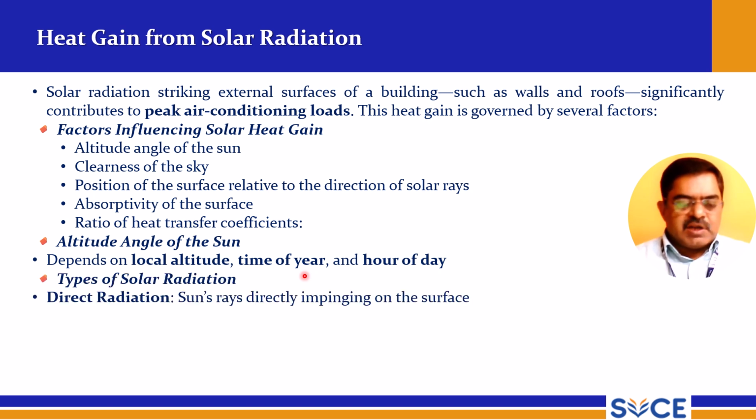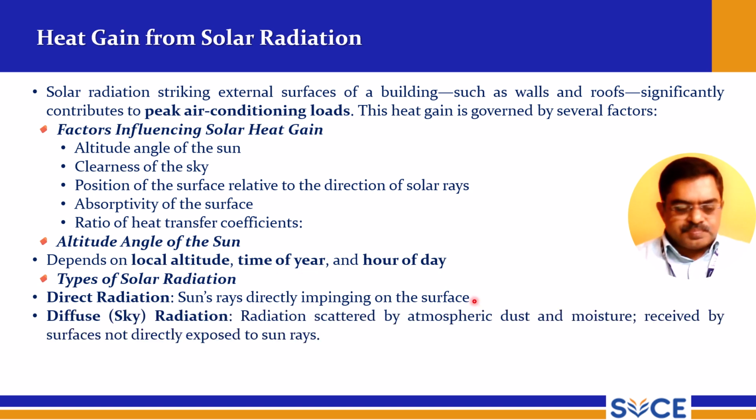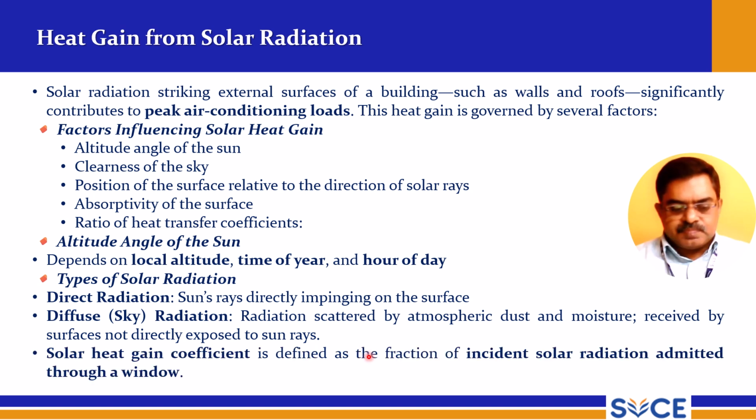And the types of solar radiation: direct radiation, the sun's rays directly impinging on the surface. Diffuse sky radiation is radiation scattered by atmospheric moisture and on surfaces not directly exposed to sun rays. Solar heat gain coefficient is defined as the fraction of incident solar radiation admitted through a window.